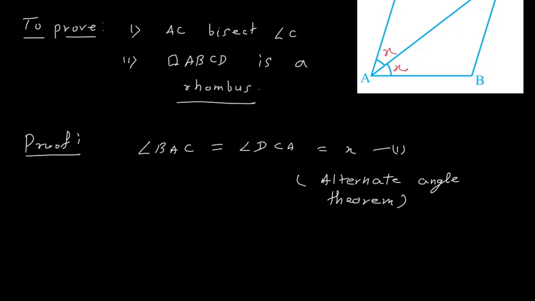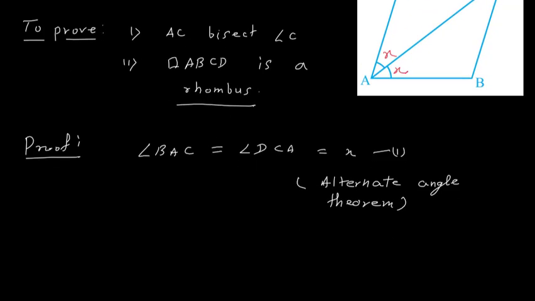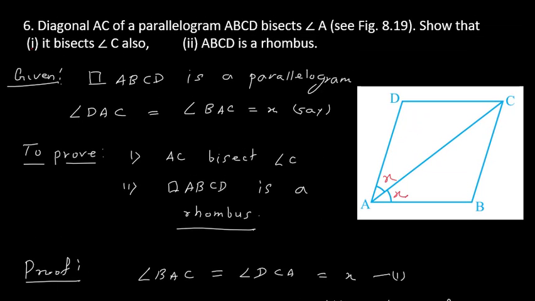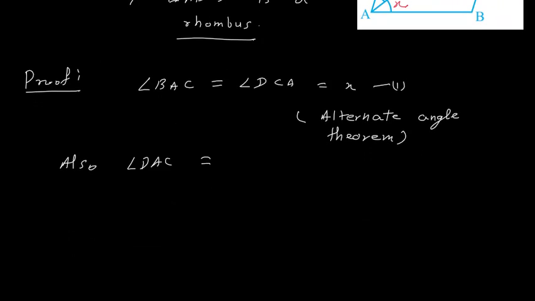Second, in the same way, we can say that angle DAC is equal to angle BCA. This is also equal to x, and the reason is the same, alternate angle theorem, AAT. But you write it complete now, alternate angle theorem. This is your second equation.